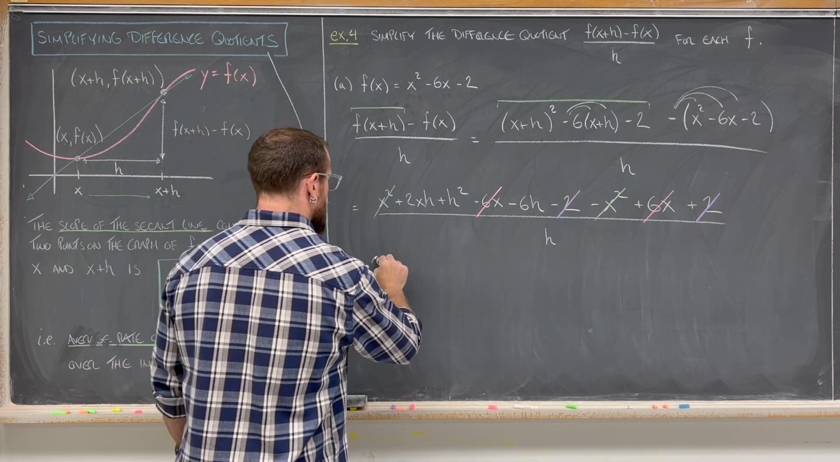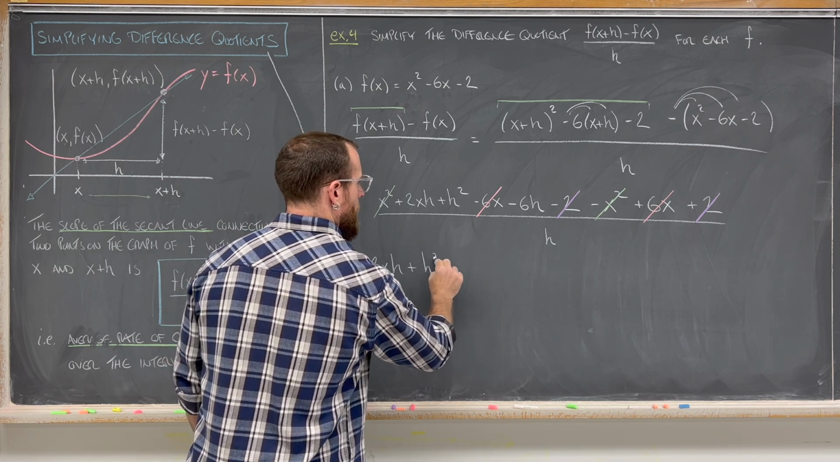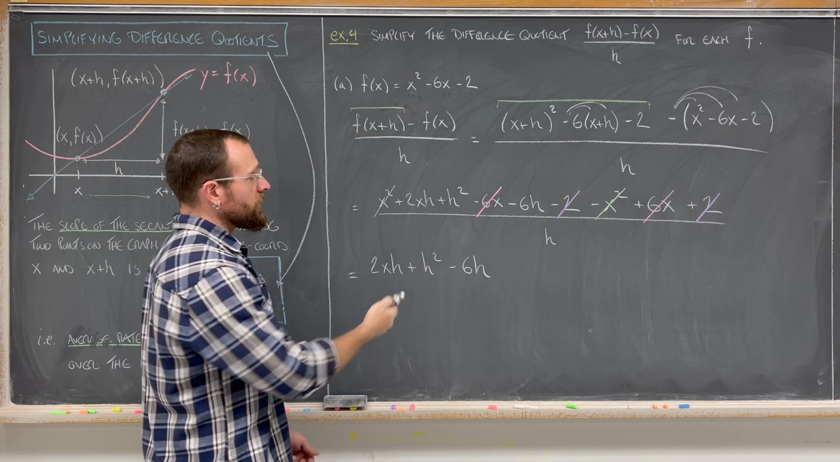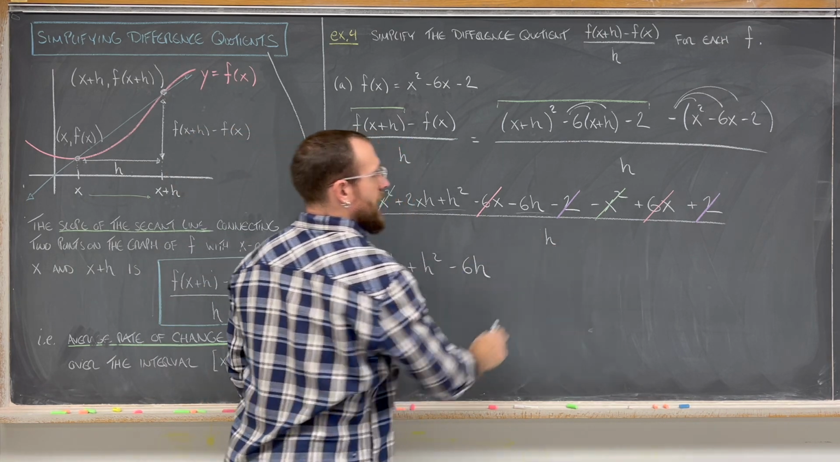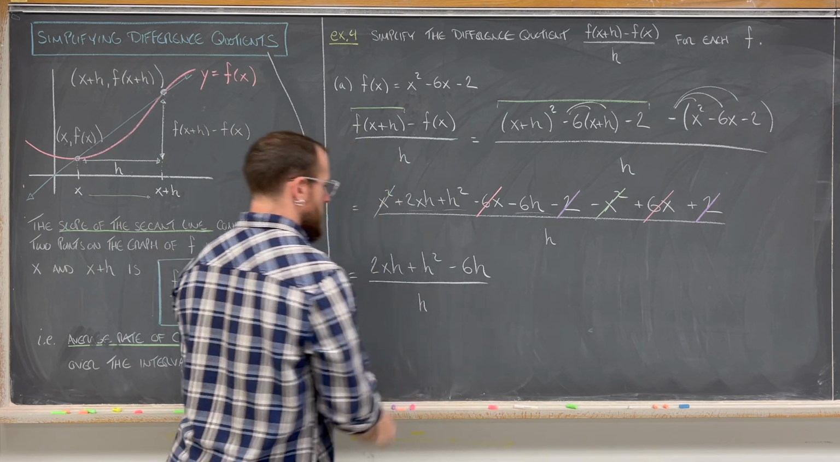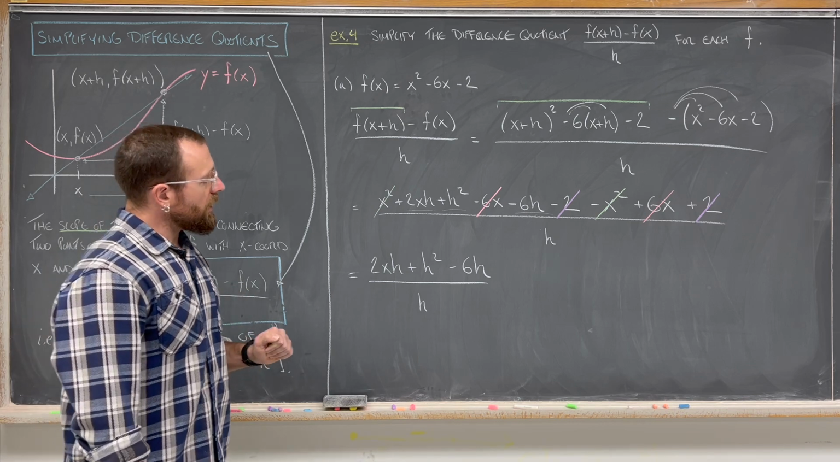I have a 2xh plus h squared minus 6h. And that's it. There's only 3 terms upstairs that haven't gone away. And there's still an h downstairs. Okay? It's cleaned up pretty well. It can get even nicer.